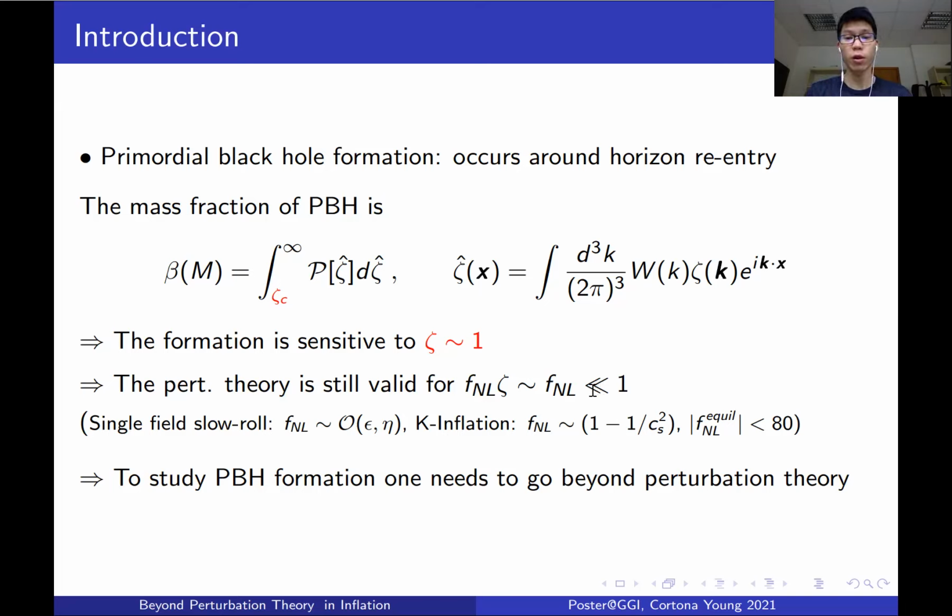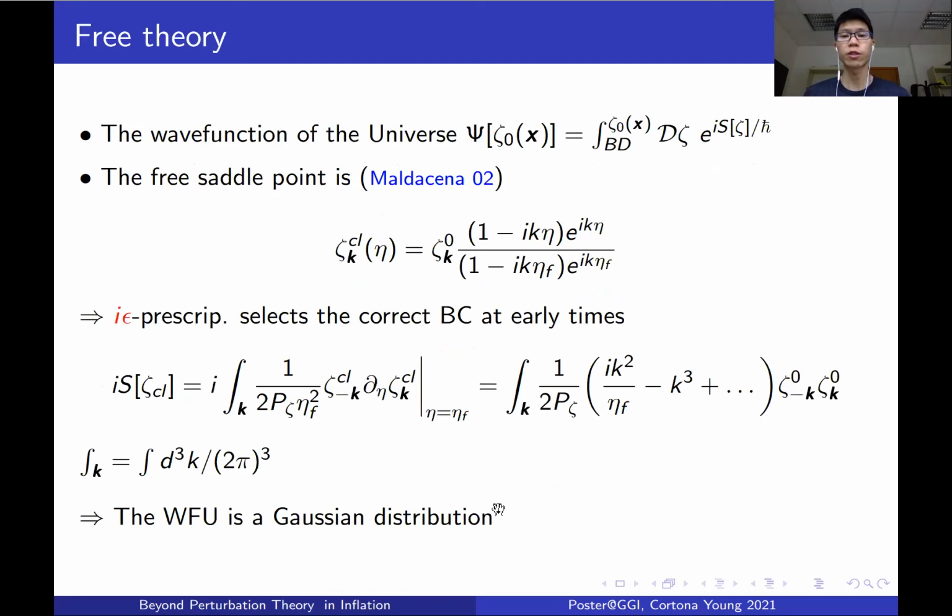But this is only the case for slow-roll inflation. If you are in K-inflation, where FNL is of order 100, then you are going out of perturbation theory. So in this sense, to study primordial black holes, one needs to go beyond perturbation theory. Now let me go to the case of inflation, and start with the free theory.